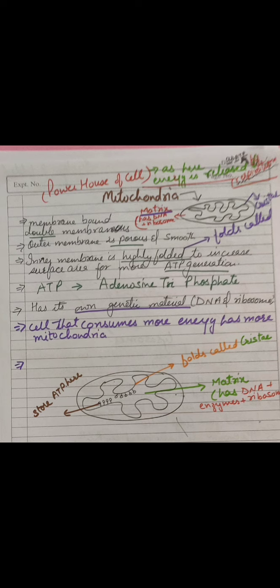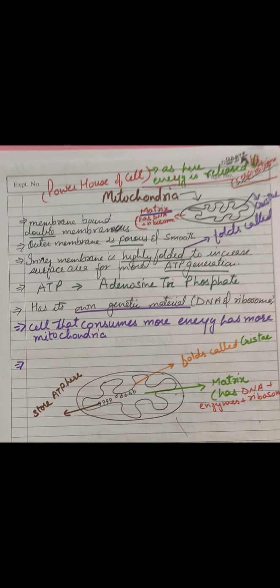This matrix, which is a fluid substance, contains DNA, ribosome and enzyme. The enzyme is helpful for the breakdown of food to release energy. Due to the presence of DNA and ribosome in mitochondria: otherwise, where do we find DNA? In the nucleus. But here also we can find the DNA.